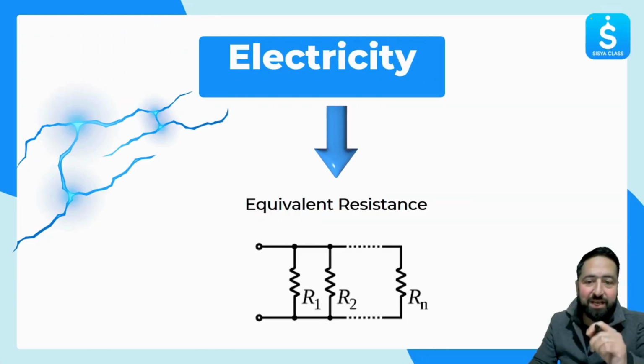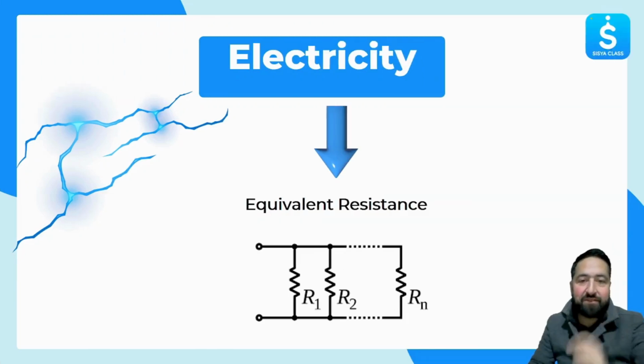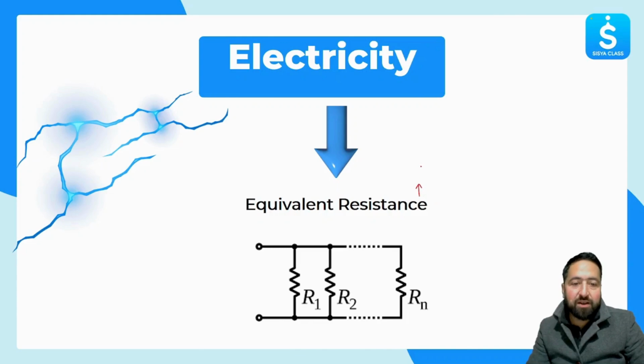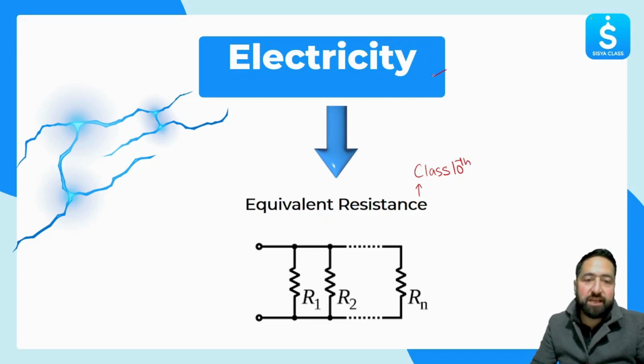We are going to study the topic equivalent resistance, and this is for class 10 students. This topic is in your chapter electricity. Now, this is a very important topic. Why? Because numericals are asked in the class 10th board examinations from this very part.